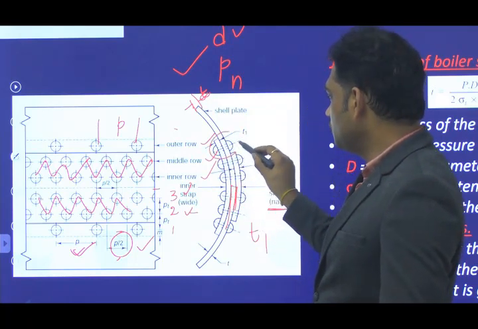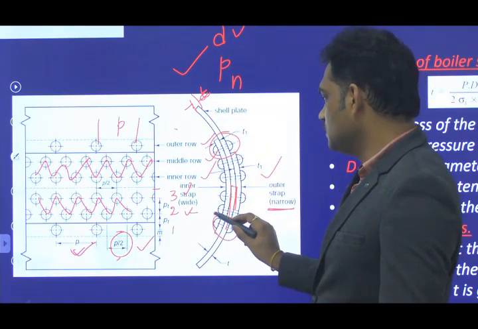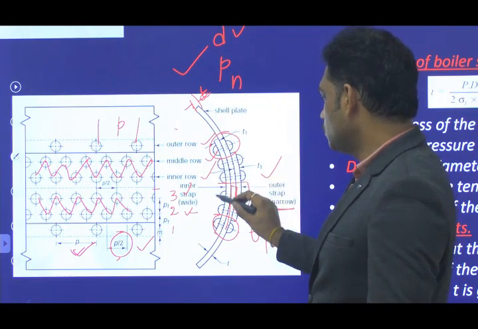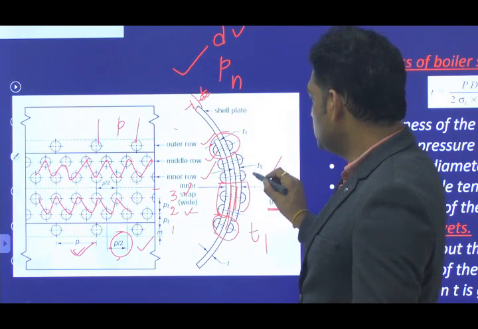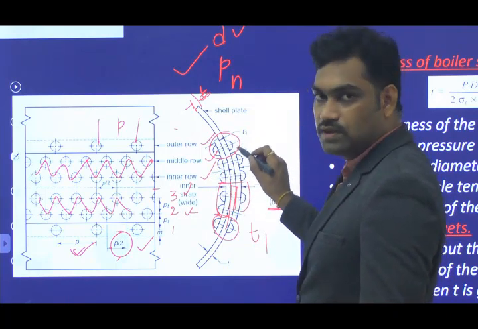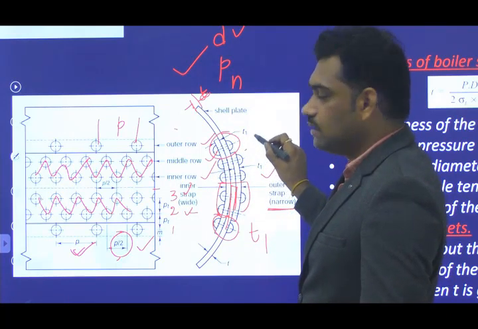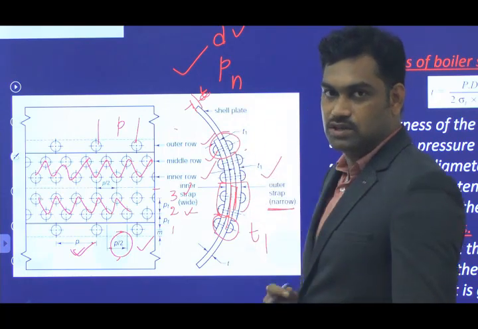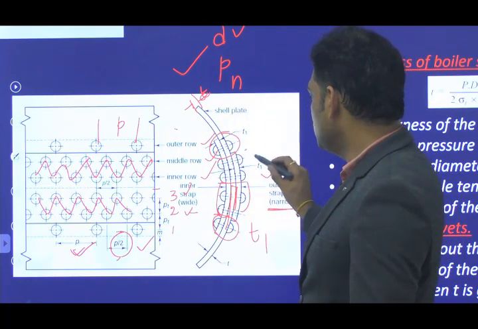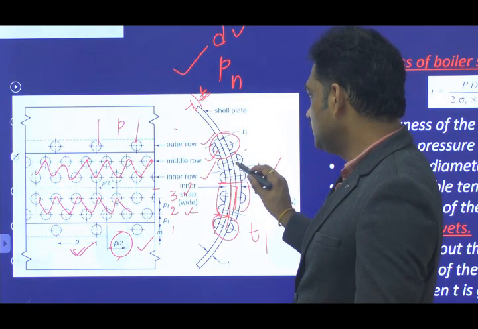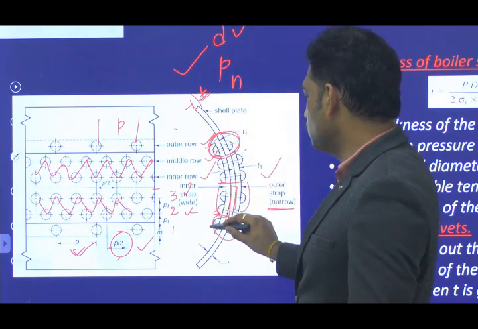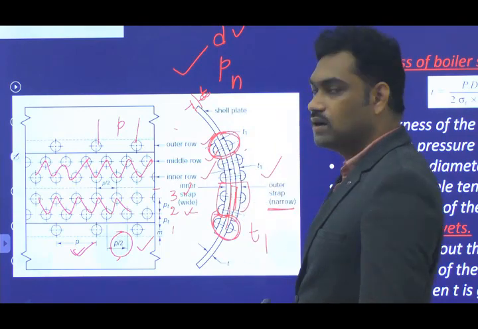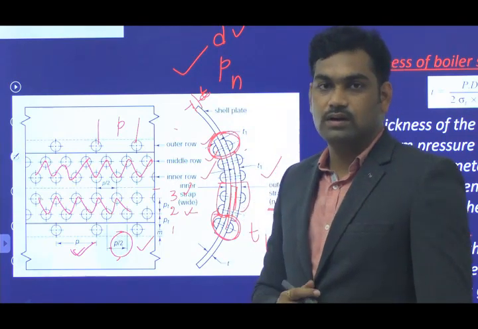So the outer row of rivets is subjected only to single shear, and the inner rows, that is the middle row and inner row, are subjected to double shear. If it is equal width of straps, then all the rivets are subjected to double shear. But in this case there is unequal width of straps, so the outer rivets are subjected to only single shear, and the inner and middle rows of rivets are subjected to double shear.